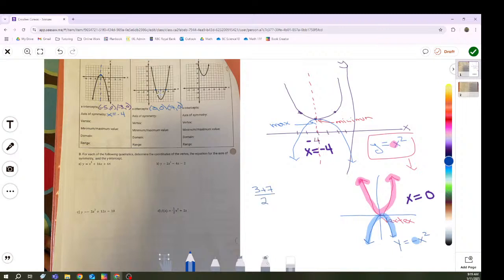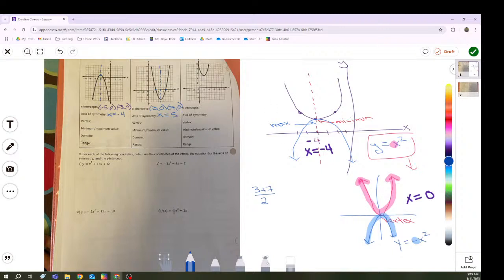That's x equals 5. So it just depends on how wide your graph is. You can literally just add your x-intercepts and cut it in half. The middle has to go there. Make sense?